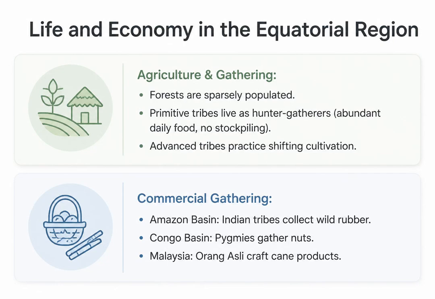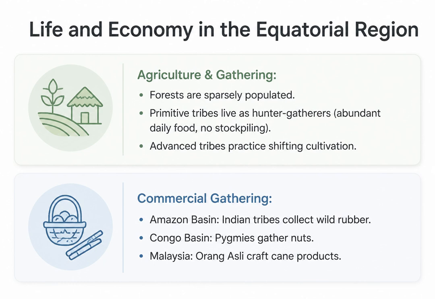Human life in the deep equatorial forests is relatively sparse. For centuries, indigenous peoples have lived as hunter-gatherers. Because the forest provides abundant food year-round, there's little need to stockpile for a harsh winter. Some groups practice shifting cultivation, which we'll detail shortly.